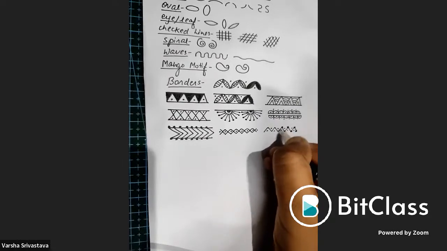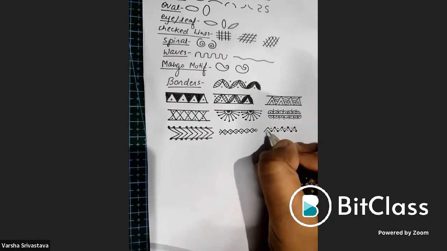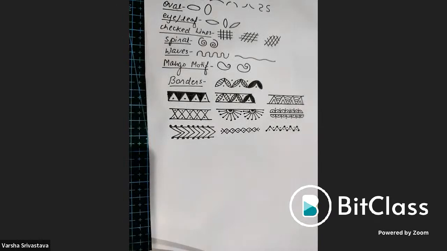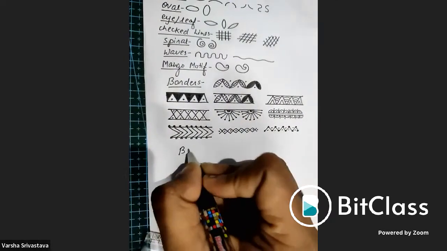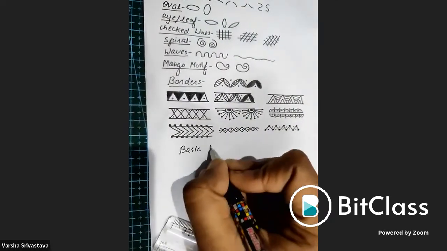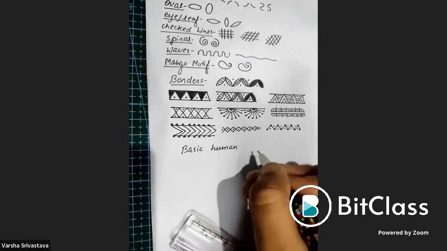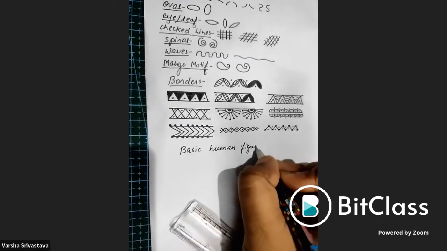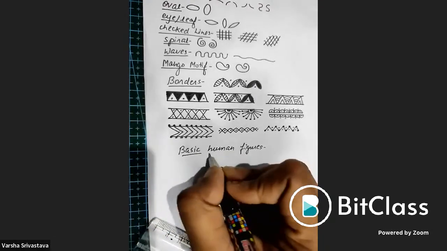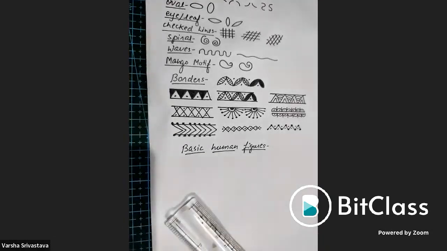So before proceeding with the basic human figures, I'm just writing basic human figures. I'm going to tell you something verbally. Whenever we are making the human figures in Warli, we differentiate between the figures by making different leg formations, hand formations, and body postures. Like we make Warli daily life, the daily life they actually live.